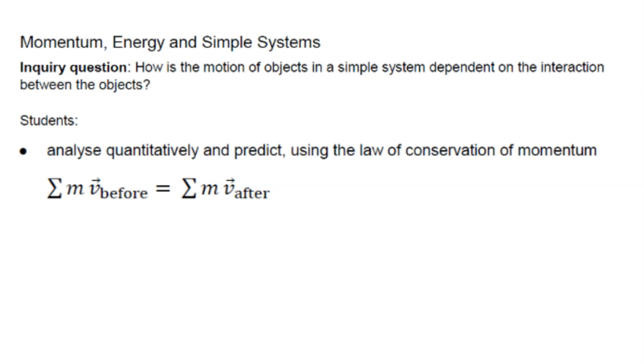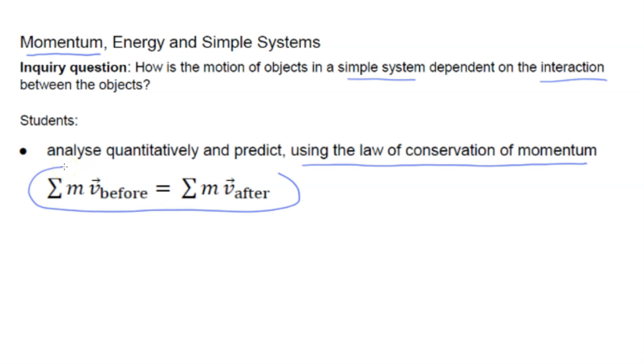In this video, we're continuing with the concept of momentum and referring to our inquiry question: how is the motion of objects in a simple system dependent on the interaction between the objects? For this, we're going to be using the law of conservation of momentum involved in these interactions. This law can be represented in this formula in the formula sheet.